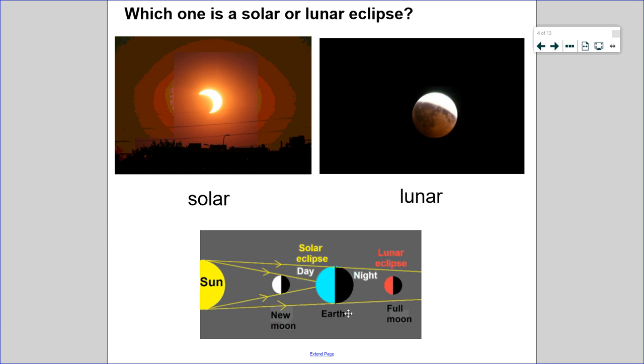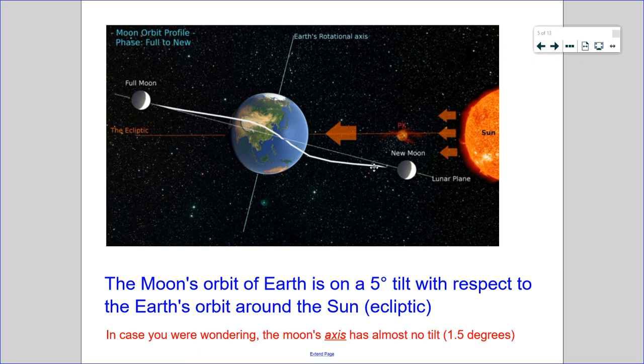We have a new moon and a full moon every single revolution, so why don't we get eclipses during those phases? And the answer is that the moon's orbit around us is tilted with respect to our orbit around the sun. So this faint red line here is the plane on which we orbit the sun, and the moon is orbiting on a tilt relative to that.